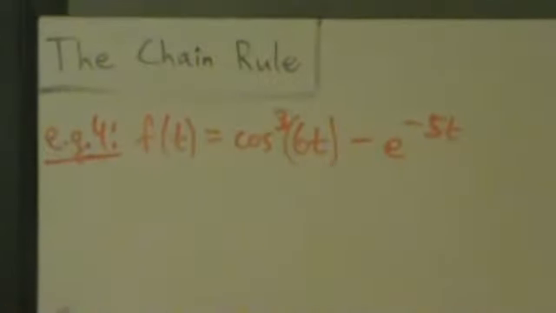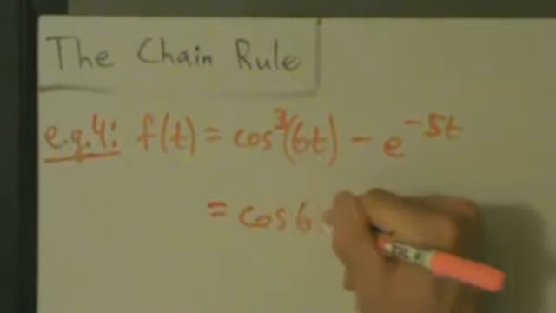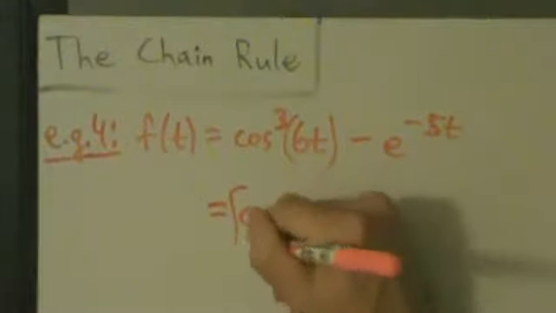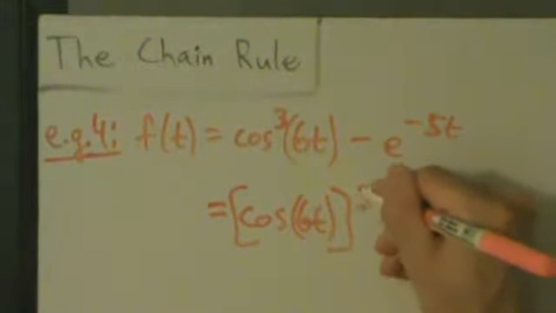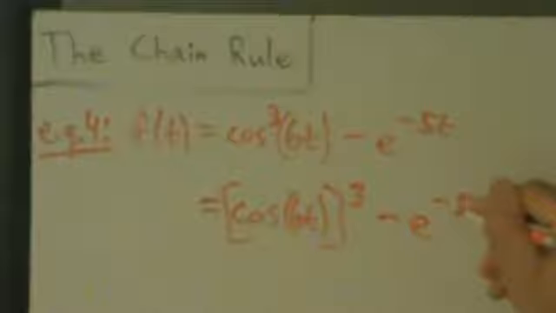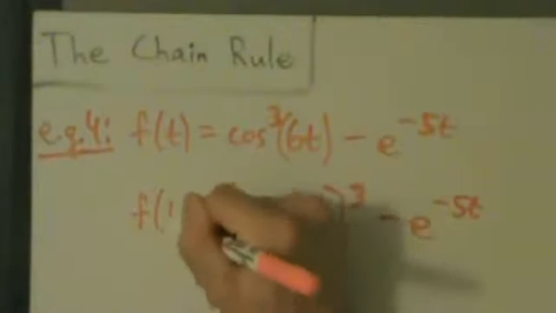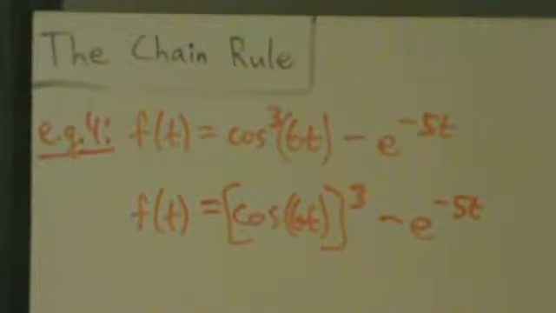So before we do that, let's go ahead and rewrite f of t so that it's easier to see what's going on here. So this is going to be cosine of 6 times t, and then that whole thing is being cubed, right? So this cosine cubed, remember that's just a quick way of writing this here. Then we still have minus e to the negative 5t. Okay, so let's make that a little more clear. That's a minus 5t up here. Okay, so this is f of t. And now we want to find the derivative f prime of t.